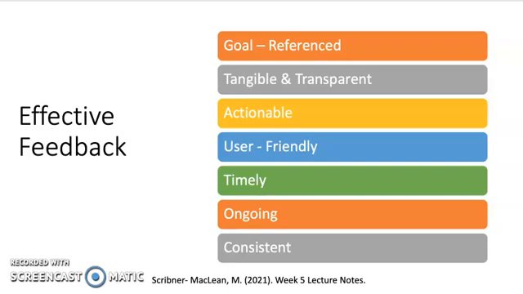Also, it needs to be timely. Feedback needs to be given in a timely manner. If not, the student will continuously make those mistakes that you are trying to have them fix. It must be ongoing, so students must be given opportunities to use the feedback. And then also it must be consistent, which just requires using rubrics and exemplars, which I'm going to discuss next.